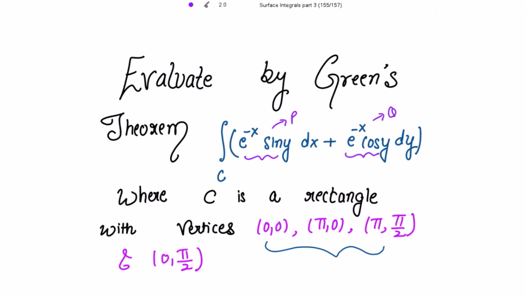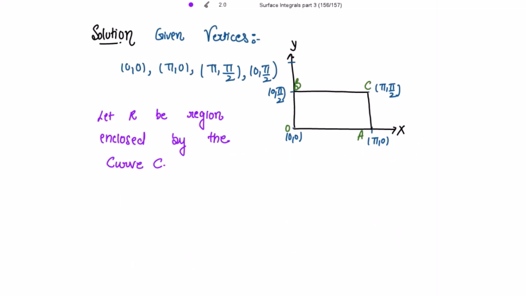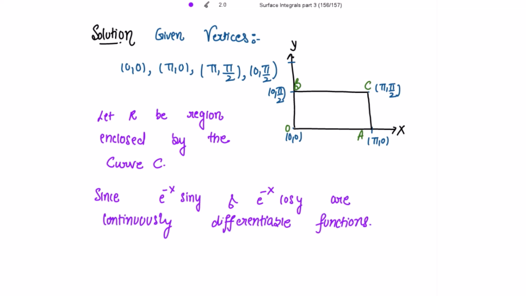Now both these functions are continuously differentiable functions, right? We are having the trigonometric functions and also the exponential functions. So these are continuously differentiable functions. Their derivative exists and also these are continuous. So since e to the power minus x sin y and e to the power minus x cos y are continuously differentiable functions, now we can apply Green's theorem.